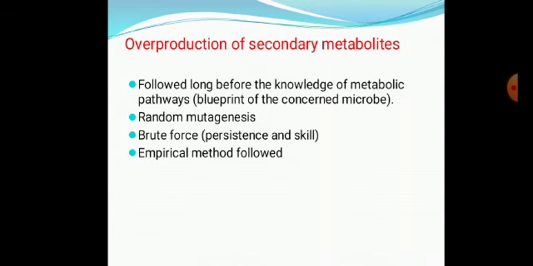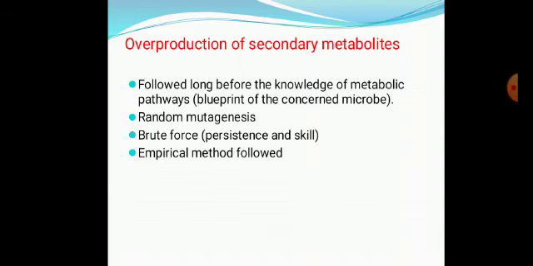So the next topic for us is overproduction of secondary metabolites. Primary metabolites you have studied. Secondary metabolites we will see in detail from the next PPT. Just an introduction for secondary metabolites: you know the difference. Secondary metabolites are metabolites produced during the stationary phase of the microorganism, for example antibiotics. Whenever a microorganism faces a tough, unfavorable condition, whatever product they produce during the unfavorable condition is called a secondary metabolite.